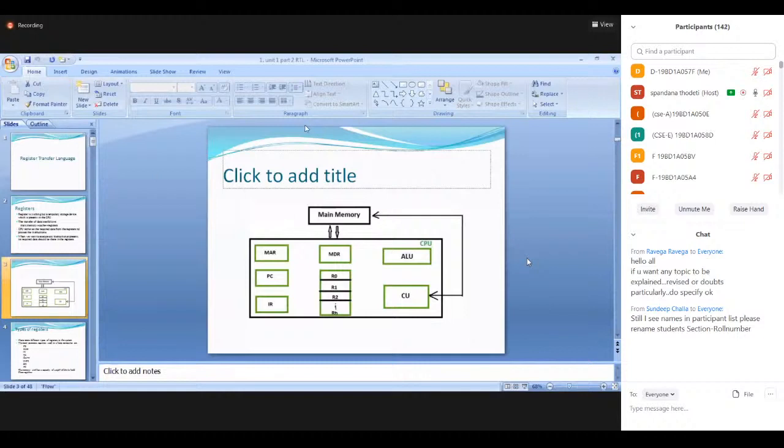Meanwhile, if you have any doubts or any topics to be explained, you can post the doubts or the topics you want me to revise in the chat box. Okay. First, let us see what a register is.